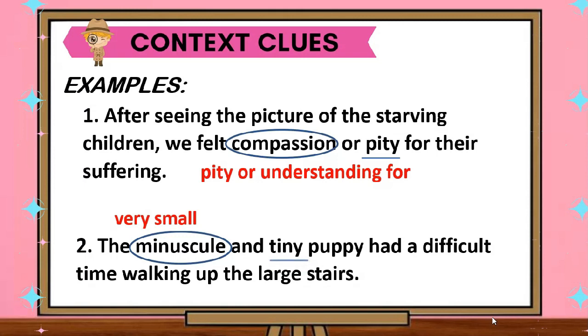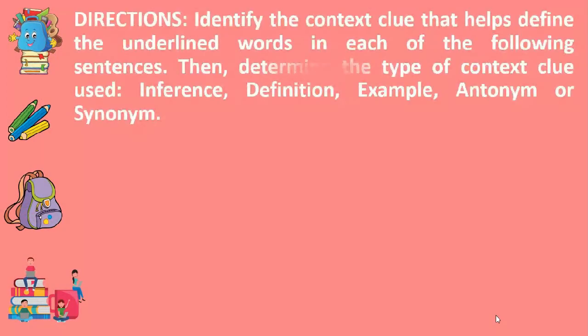There you have it. Those are the important things that you have to know about context clues. Now, let us have a quick activity to test what you have learned. You will identify the context clue that helps define the underlined words in each of the following sentences. Then, determine the type of context clue used. Inference, definition, example, antonym or synonym.